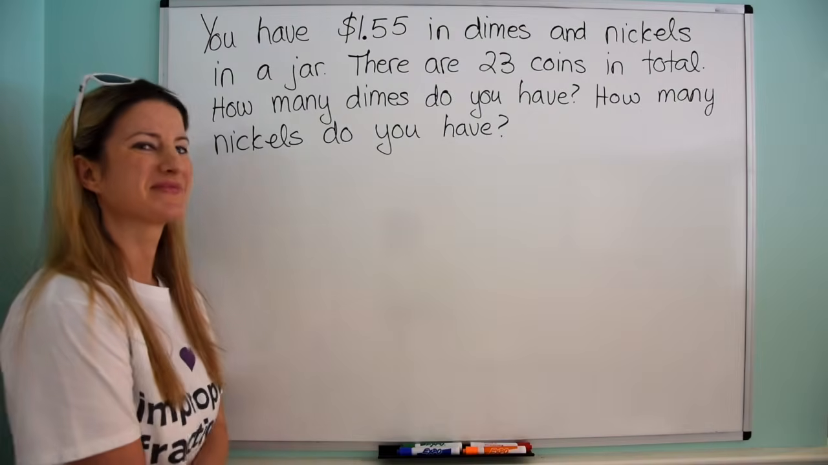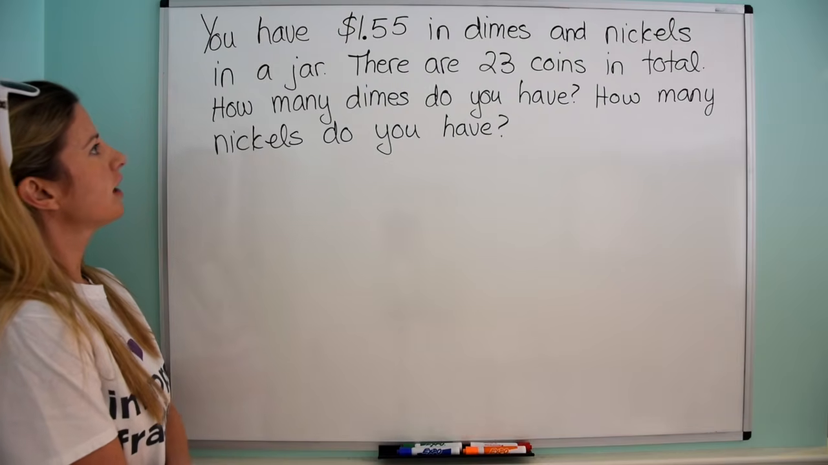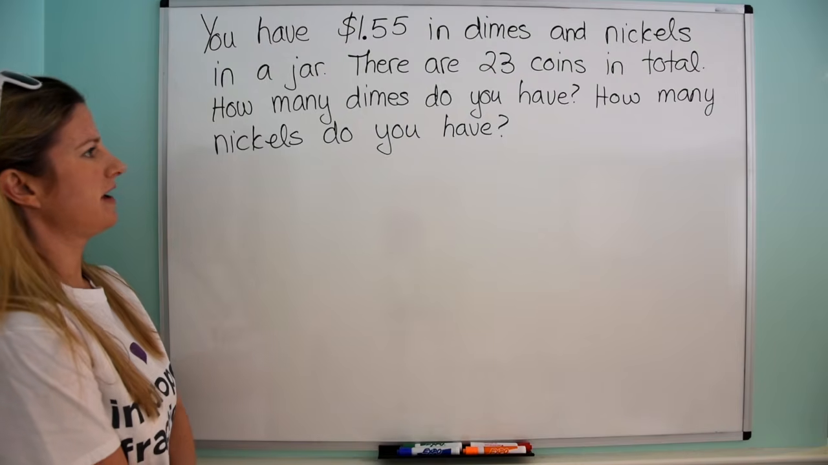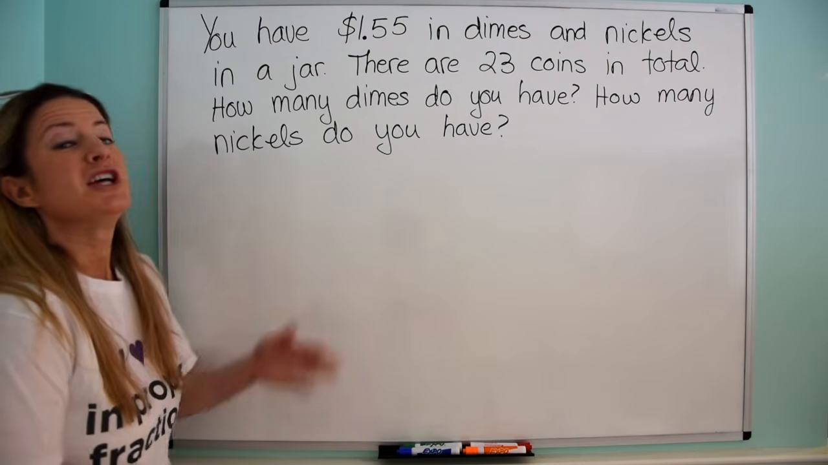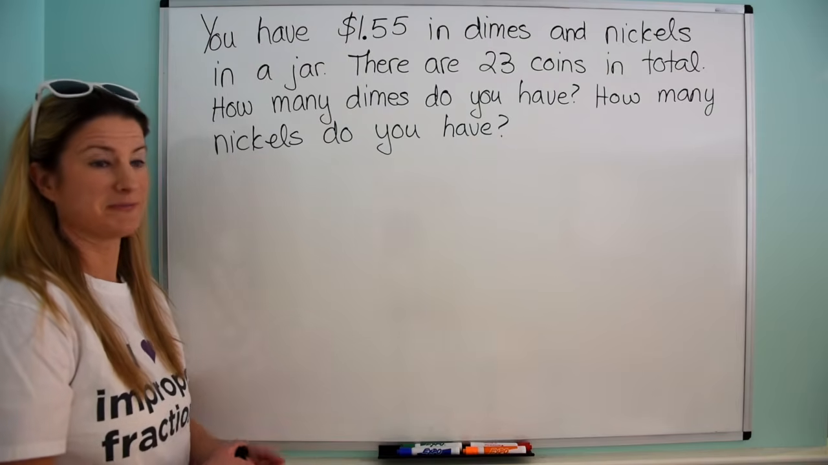Let's try this problem. So you have $1.55 in dimes and nickels in a jar. There are 23 coins in total. How many dimes do you have? How many nickels do you have? So this is a classic systems of equations problem, okay?